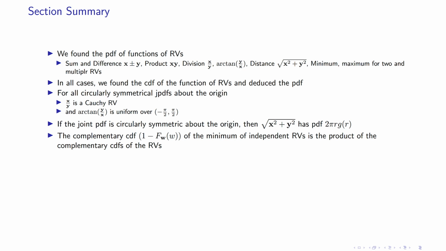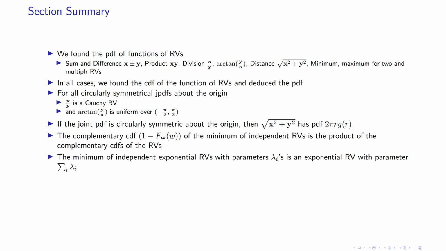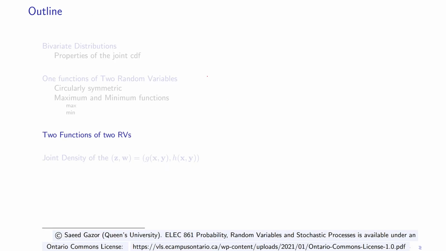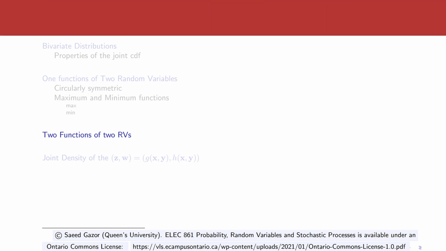The complementary CDF of the minimum of independent random variables is the product of their complementary CDFs. The minimum of independent exponential random variables with parameters lambda i is an exponential random variable with the parameter being the sum of the lambda i. So these are important concepts that we have to keep in mind because they have lots of practical applications.